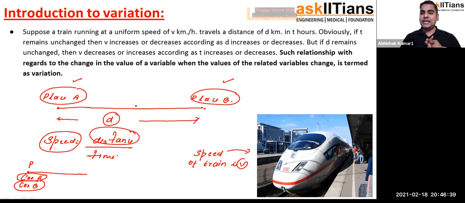That means if the speed of car A, let's say that is more, let's say VA denotes the speed of car A.